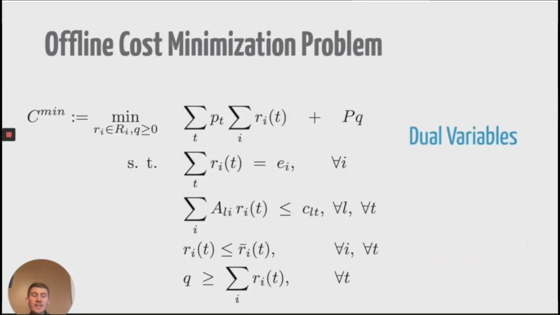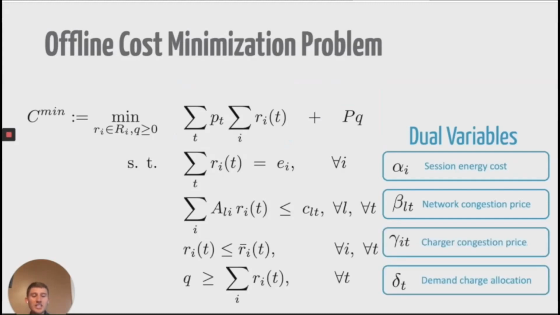For our pricing schedule, we're going to use a dual formulation. So we'll assign dual variables to each of these constraints. Alpha will be a session energy cost, which is the marginal price of raising the energy demand of the vehicle. Beta and gamma are congestion prices. And delta is a disaggregation of the demand charge as it's allocated to every time interval.